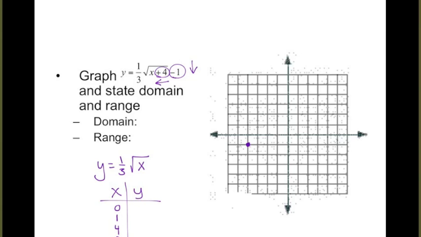Then I plug in 0: square root of 0 is 0, and 0 times a third is still 0. That point's not really vital to do, because it's always just going to be the endpoint, and we've already plotted that, so it's not super important that you do that one. It's always just going to give us 0, 0. And I plug in 1: the square root of 1 is 1, times a third is 1/3. Again, 4: the square root of 4 is 2, times a third is 2/3. Plug in 9: the square root of 9 is 3, times a third is 3/3, or 1.